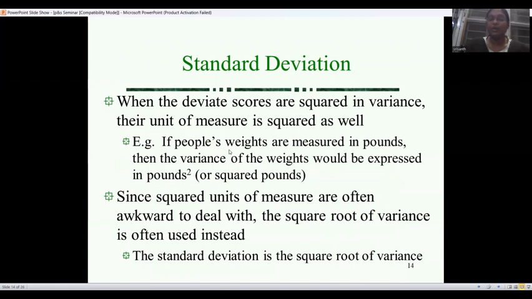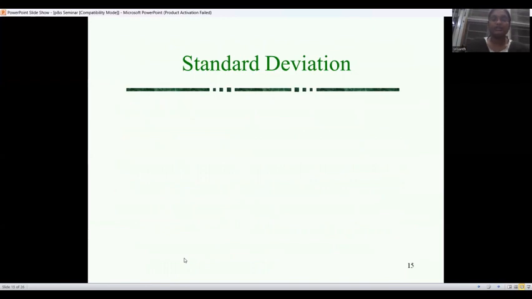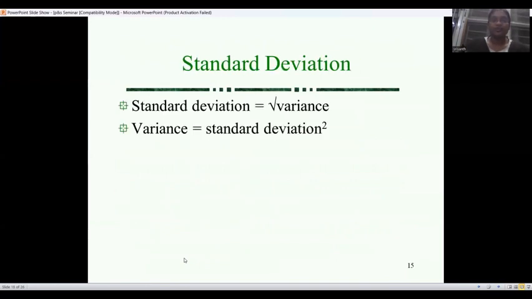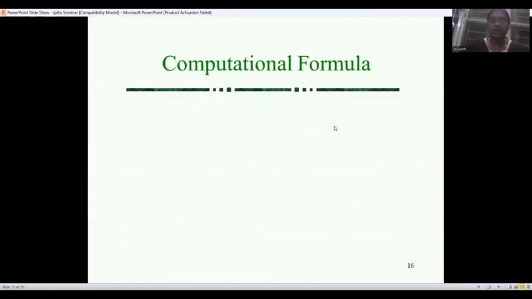For example, if people's weights are measured in pounds, then the variance of the weights would be expressed in pounds square. Since squared units of measure are often awkward to deal with, the square root of variance is often used instead. The standard deviation is the square root of variance. The formula: standard deviation equals the root of variance, and variance equals standard deviation whole square.